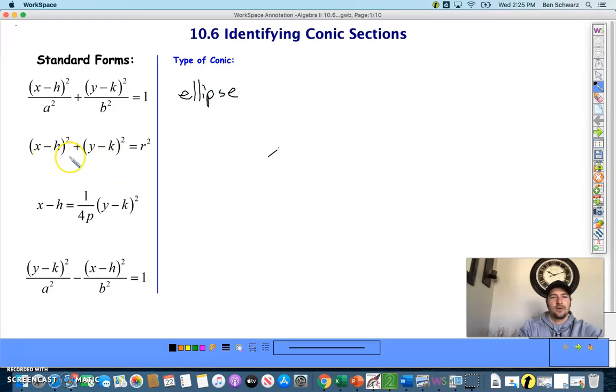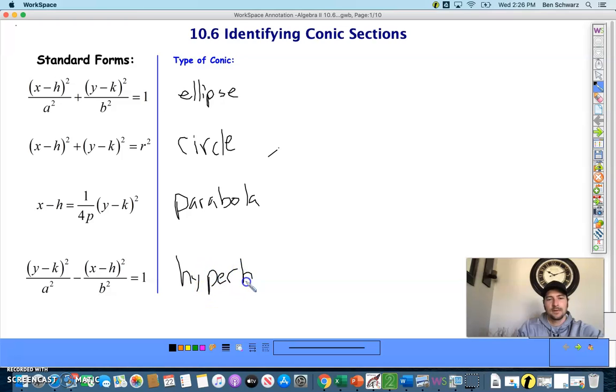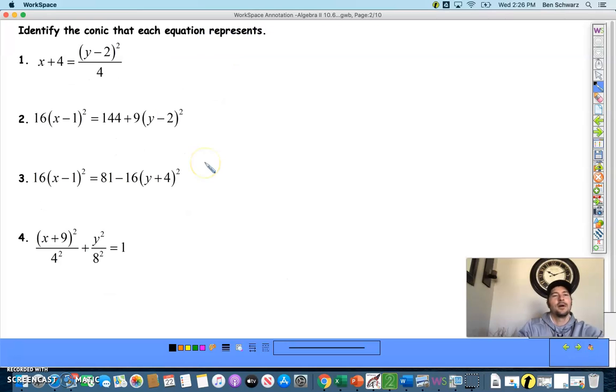This one, notice there's no a and b here, so you should recognize that as a circle. Also the plus and the r squared are kind of giveaways. This one, x isn't squared, so since one of them isn't squared, that would be a parabola. And then here, when we've got the minus sign with the y's and k's, that's a hyperbola. So you'll be identifying those. Again, not too hard.